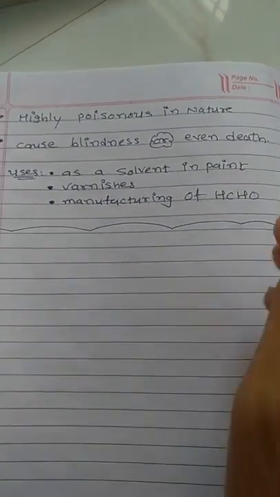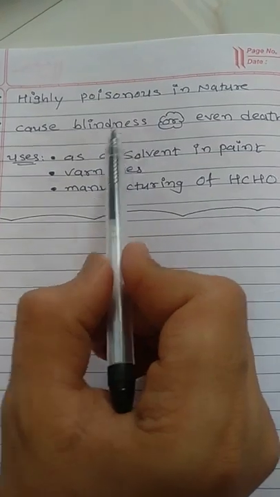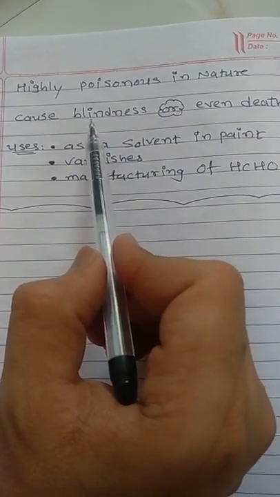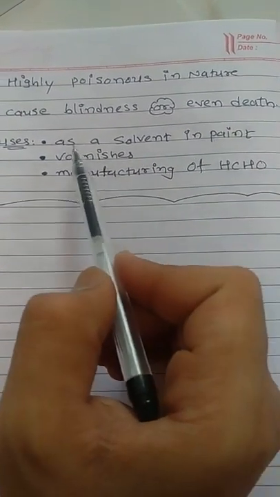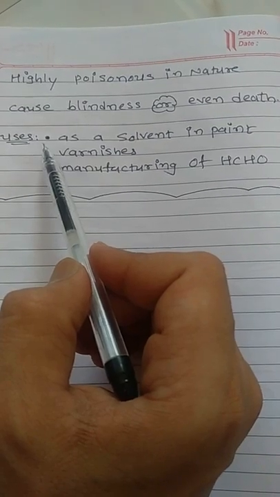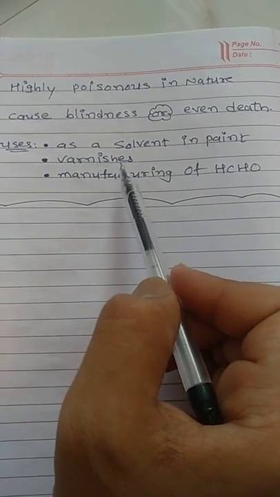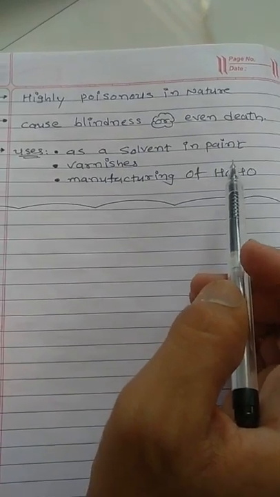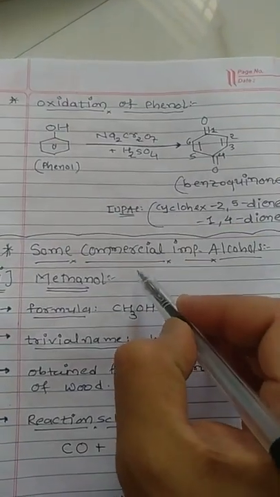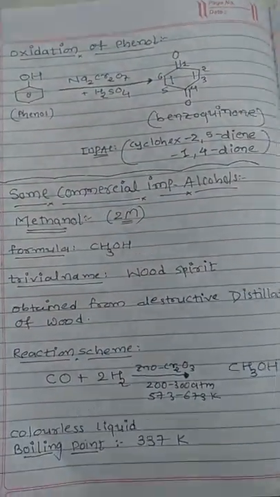Now what is its nature? It is highly poisonous. A small quantity causes blindness, but an excess quantity causes death. It is applicable in paint industries as a solvent. It is used for varnishes, and generally used for manufacturing of formaldehyde. So these are the main key points of methanol. This question on methanol should be asked in the form of a short note in a 2-mark question.